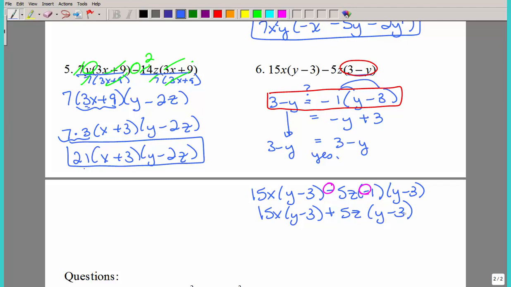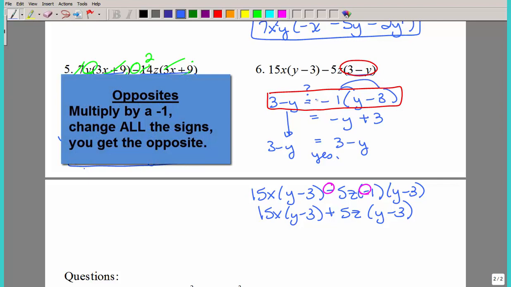Anytime you have the same binomial but it looks backwards to you, see if they are what we call opposites. They are opposites if you multiply by a negative 1 and it changes all the signs, not some of them, but all the signs, and you get back what you would like. Right? So these indeed are opposites, and now I can factor that.